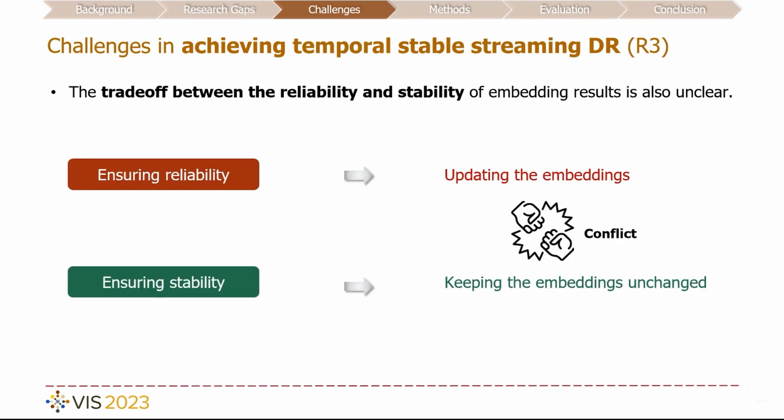When it comes to preserving the stability of embedding results, it involves a trade-off with maintaining reliability of the embeddings. This is because maintaining reliable embeddings necessitates continuous updates to reflect the latest data patterns. Effectively striking the right balance between the reliability and stability of embedding results is also a non-trivial challenge.